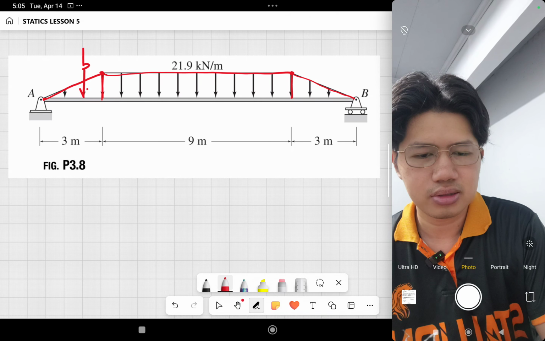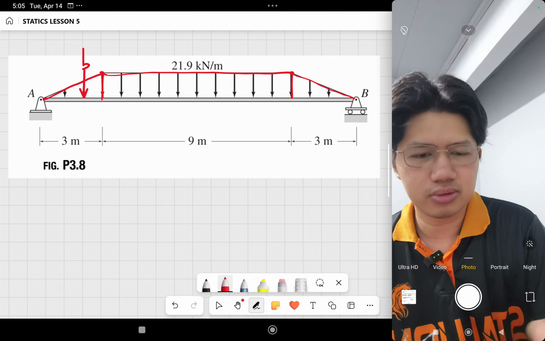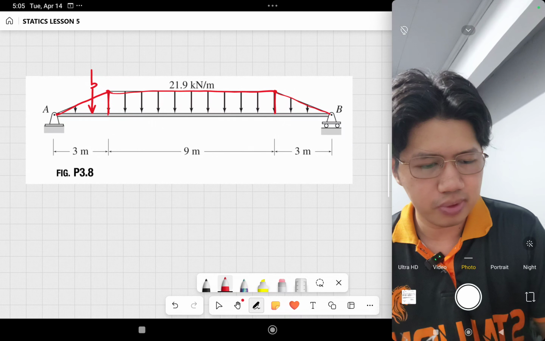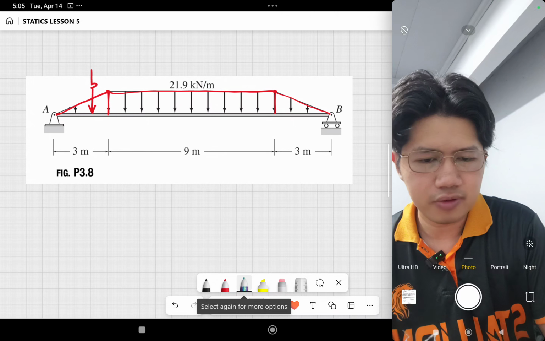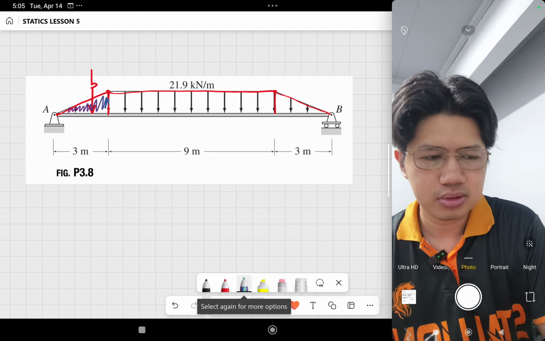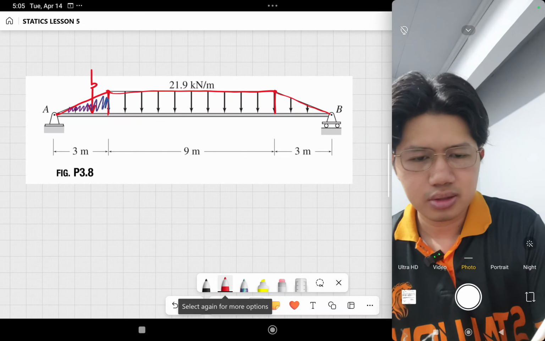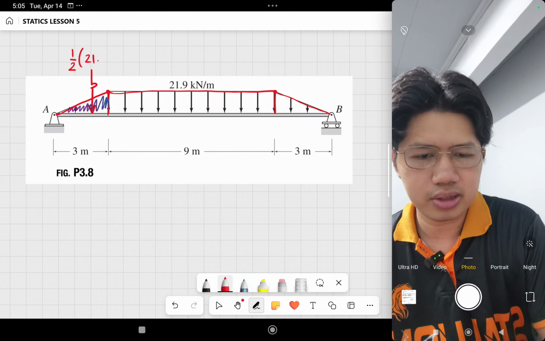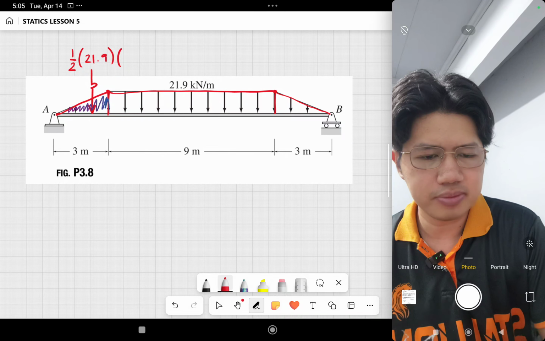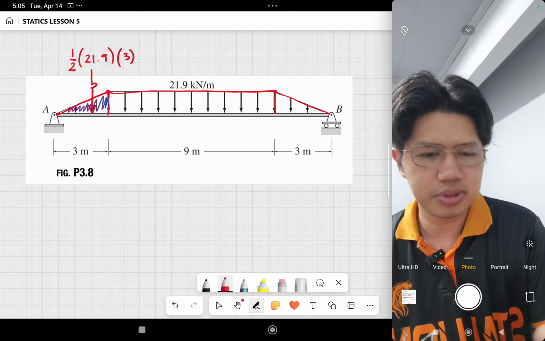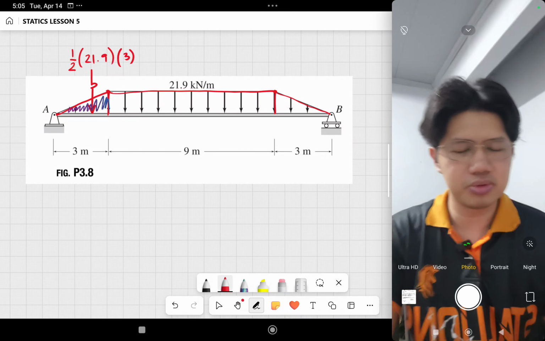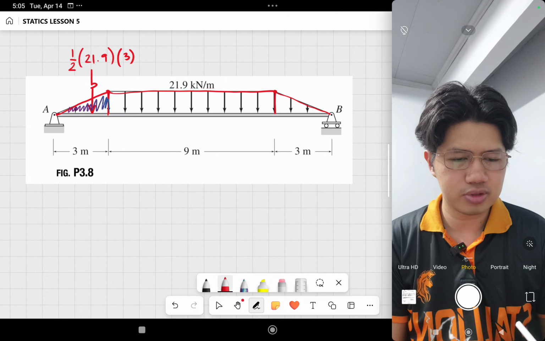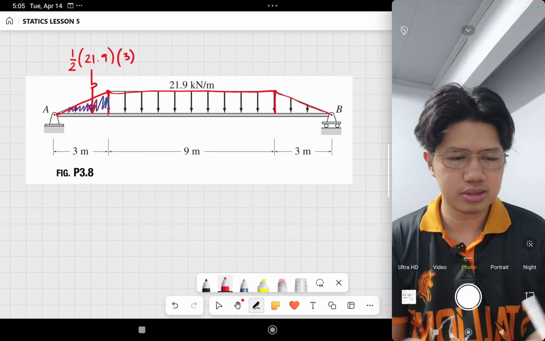Okay, tawagin natin itong, so the area of this part, that is a triangle, so that is 1/2 21.9 times 3 meters. Okay, it is distributed over 3 meters, so that is equals to 0.5 times 21.9 times 3.